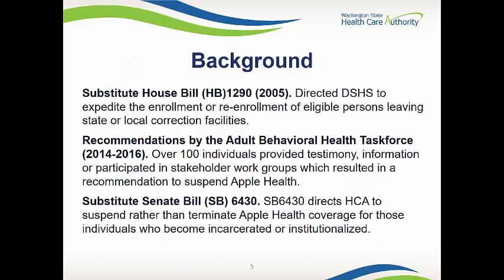What started this process? This stemmed from Washington's legislature interest in serving mentally ill offenders from as far back as 2005 with House Bill 1290. With the passage of the Affordable Care Act and Medicaid expansion in Washington state, the ability to potentially serve all offenders was made possible. Senate Bill 6430 expanded the work that House Bill 1290 started and directs the agency to suspend Medicaid coverage rather than terminate for individuals who are incarcerated or institutionalized.